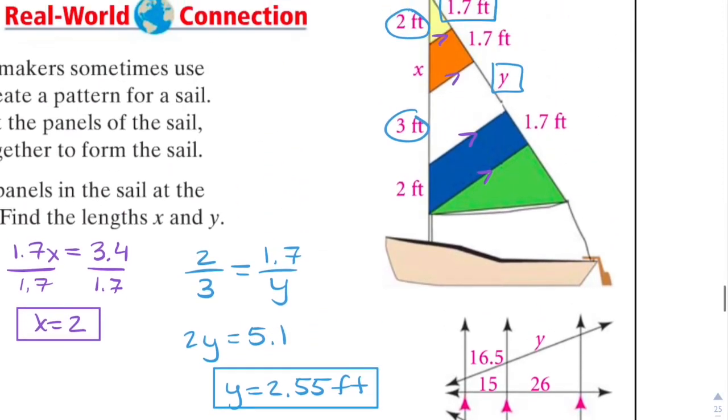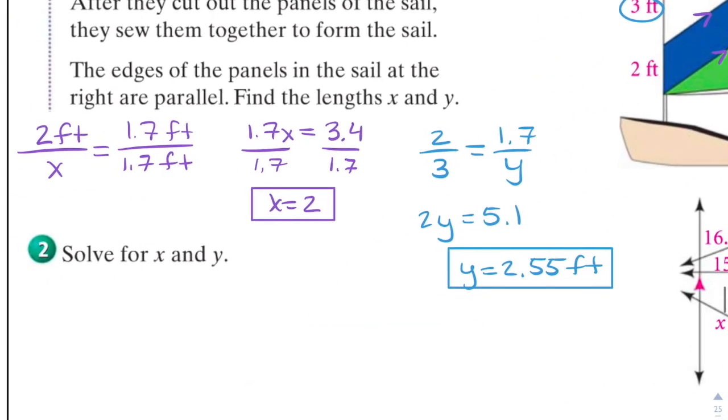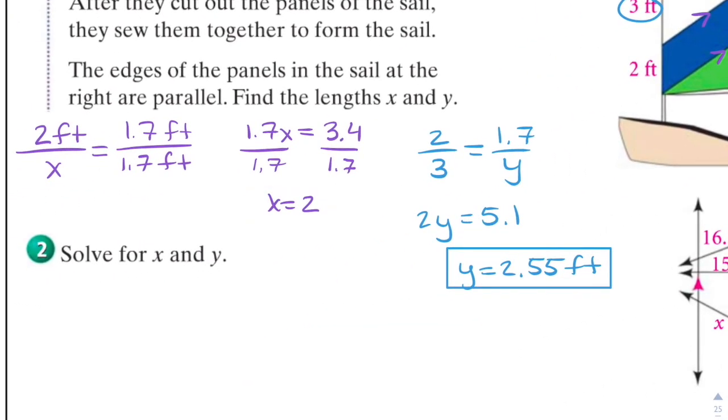Y is 2.55 feet. Yep. We really should replace this with feet. Let me fix that. X is 2 feet.